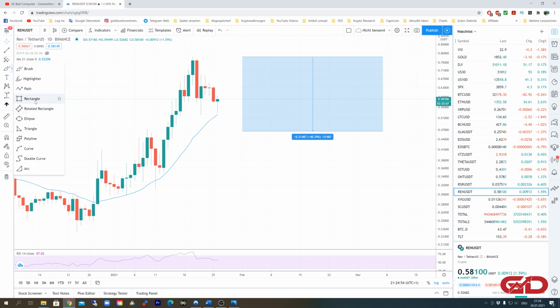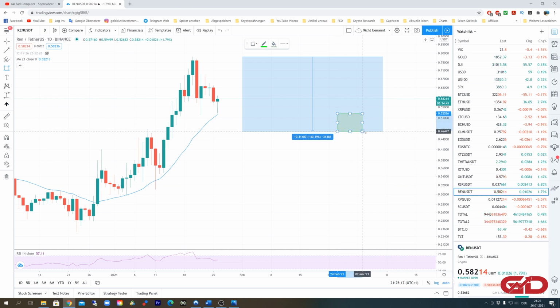Let's just make a rectangle. And also, what I didn't mention so far is that we have an estimated time window when this will happen, and this would be at the end of February till the beginning of March. So that means that from the end of February, this price target down to this price target till the beginning of March, that would be our first price target, our buy-in target for REN.